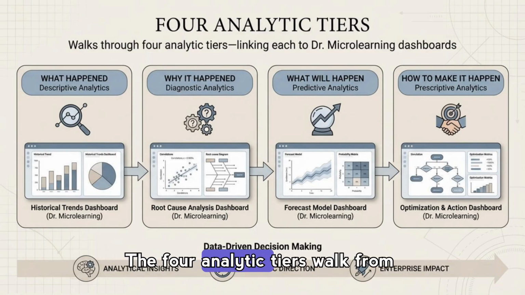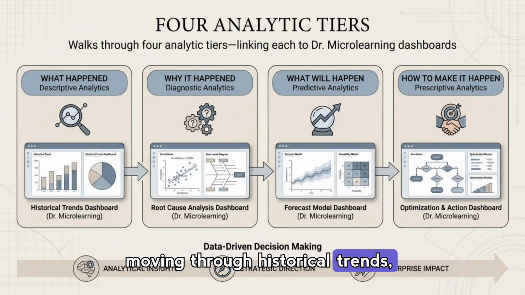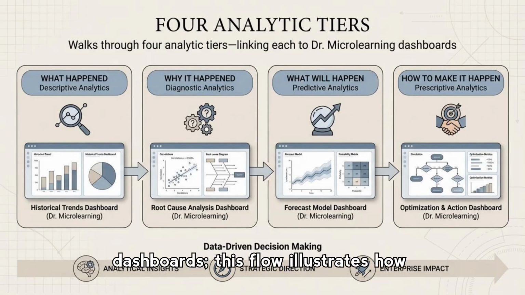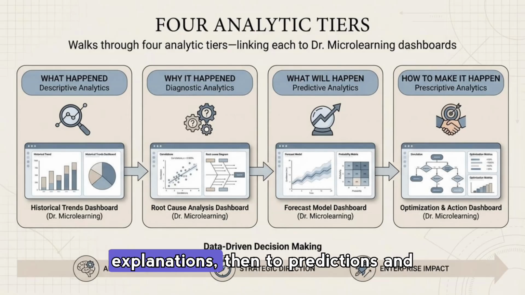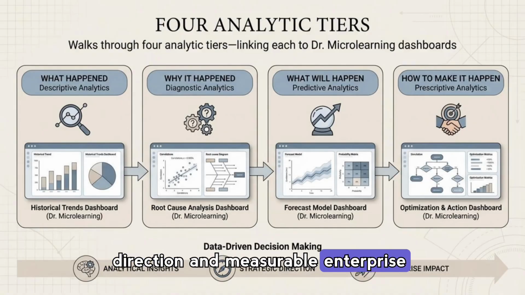The four analytic tiers walk from descriptive to prescriptive analytics, moving through historical trends, root cause diagnostics, forecast models, and finally optimization dashboards. This flow illustrates how simple dashboards lead to deeper explanations, then to predictions and prescriptive actions, linking analytical insights to strategic direction and measurable enterprise impact.